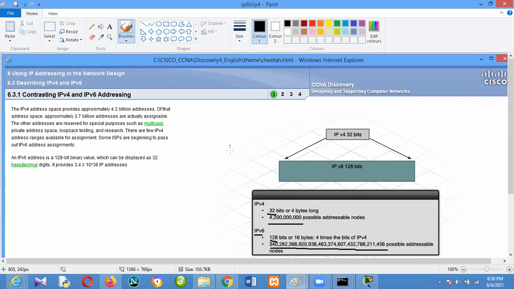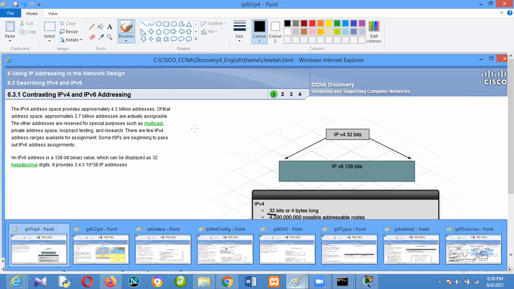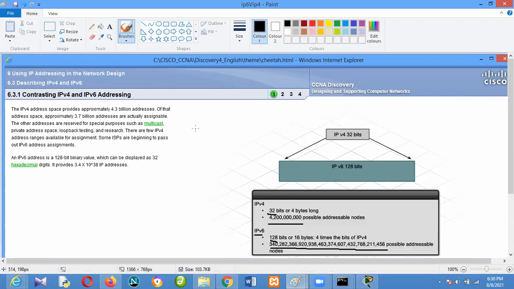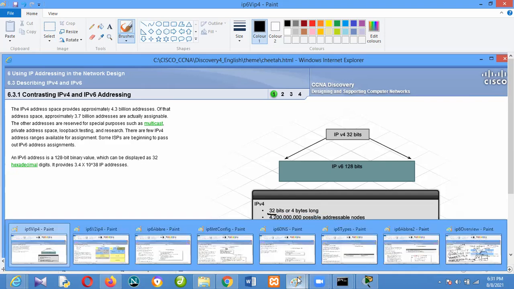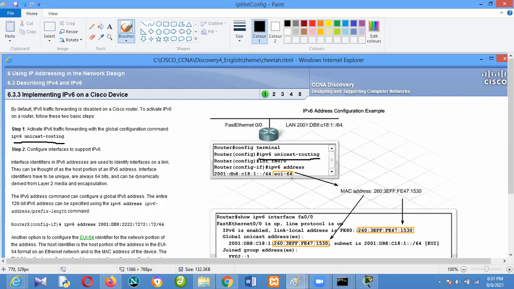So that one is by the way. Okay, the previous stage where you mentioned the command to activate IP version 6: that's the command, ipv6 unicast-routing. You have to do it in global configuration mode. ipv6 unicast-routing.